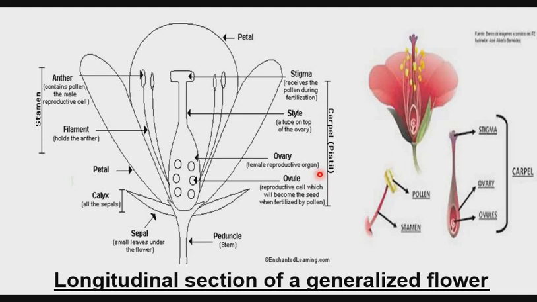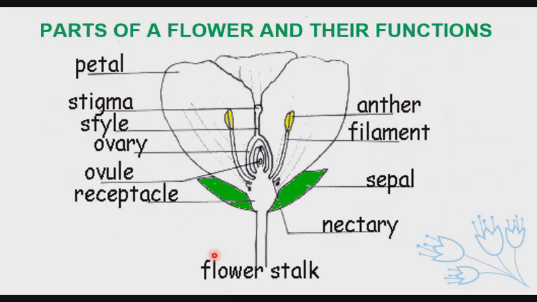When we have a single carpel or fused carpels, it is sometimes called a pistil. Now this is the description of the structure of a flower. Now we are going to look at the functions of different parts of the flower.